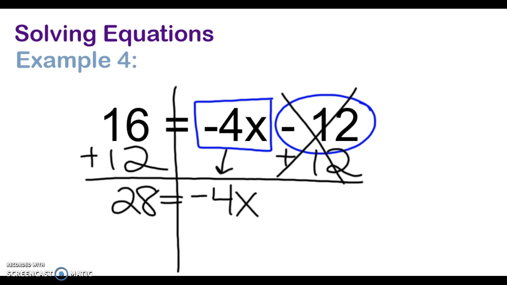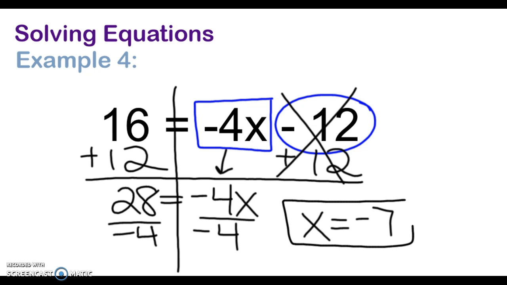Circle, they cancel out, and everybody's favorite step, we're going to divide by negative 4 on both sides. When I do a positive 28 divided by negative 4, I get negative 7, and you should too have gotten negative 7.